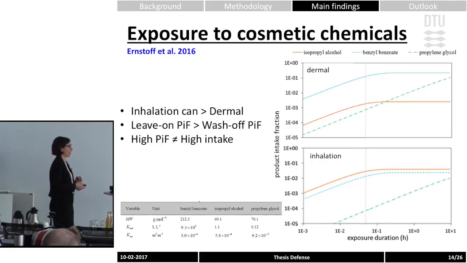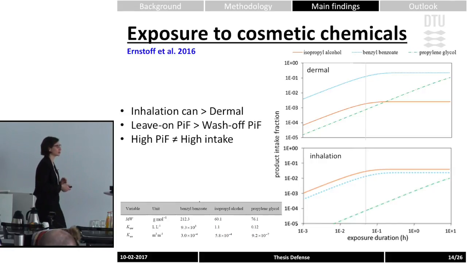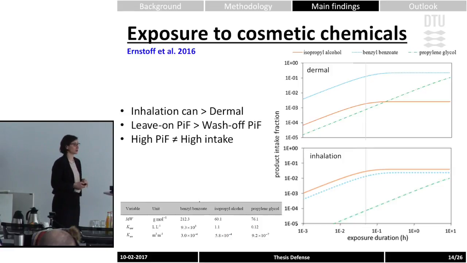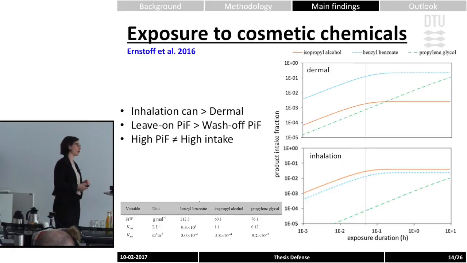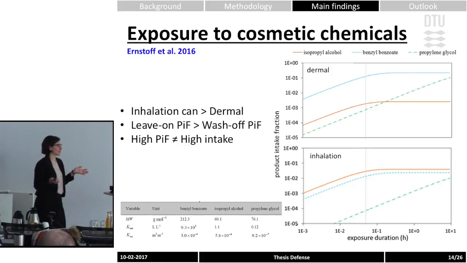And on the y-axis, we have this new metric, the product intake fraction, or the PIF. The top graph is dermal exposure, so the product intake fraction due to intake into the skin. And the bottom graph is the product intake fraction due to inhalation. And there's some pretty cool things that we figured out by applying this model. First of all, if we look at isopropyl alcohol, which is coming up in kind of an orange color here, the magnitude of inhalation of isopropyl alcohol is higher than the magnitude of dermal exposure.